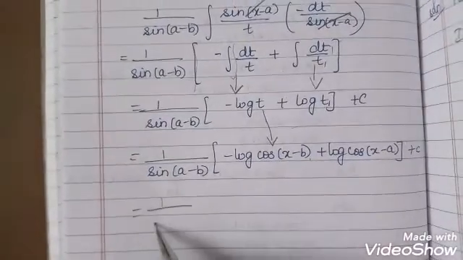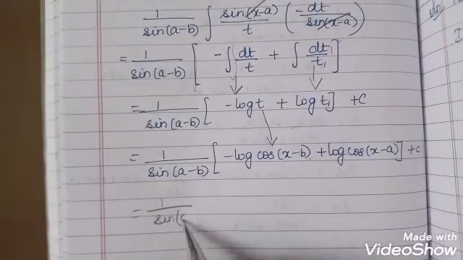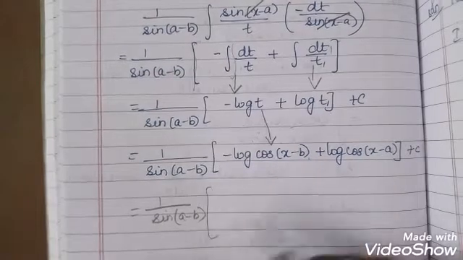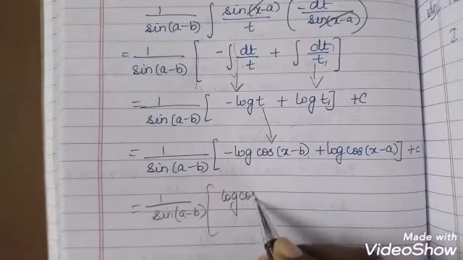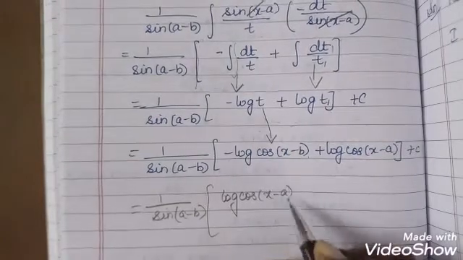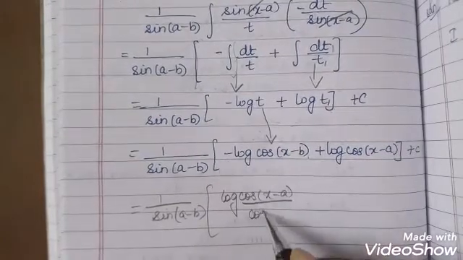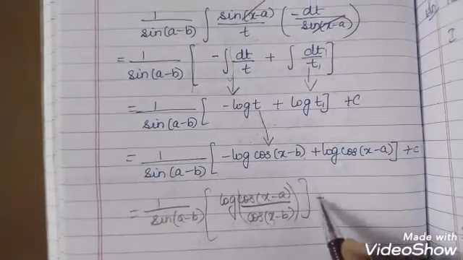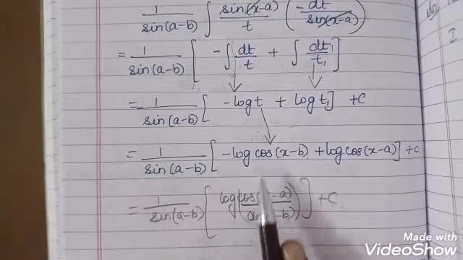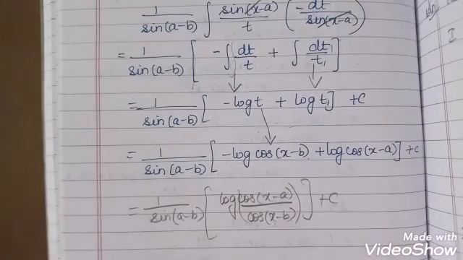So here we can just write this by using the logarithmic rule. You can write it as log a minus log b. So what will I get here? Log of cos of x minus a by cos of x minus b plus a constant. This is optional here, so plus a constant. Log a minus log b is nothing but log of a by b.